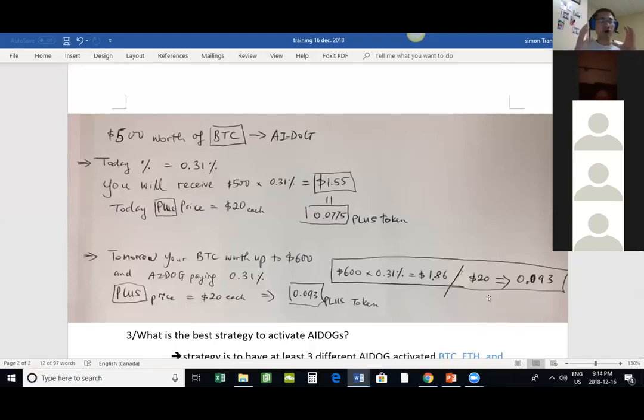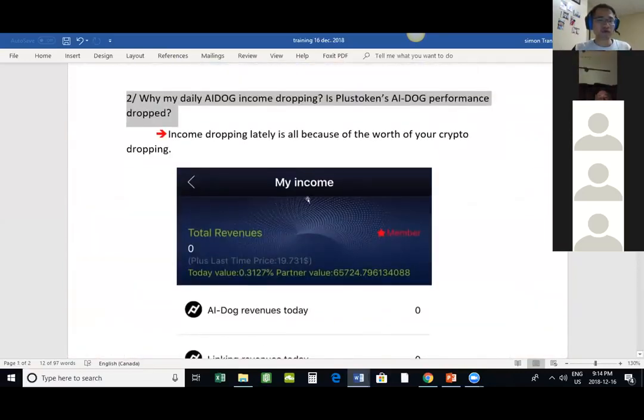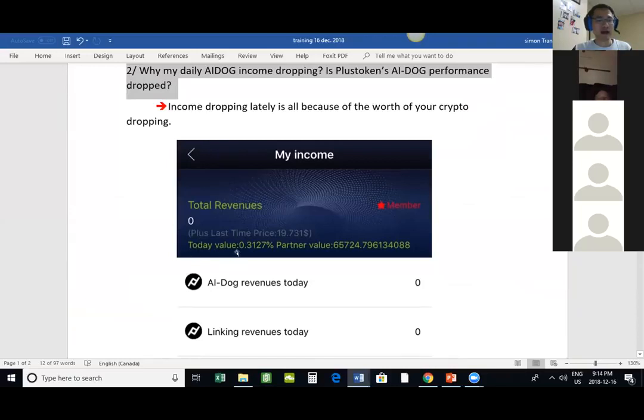You use whatever you're holding and multiply by the percentage of performance that day. Where do you find the performance that day? You go to My Income, and you will see today's value, 0.3127% right now. This is today's performance. So tonight, between 1 and 2 o'clock, you will get paid 0.3127% multiplied by whatever you are holding in your AI doc, on all the AI docs you're holding, if you're holding more than one.